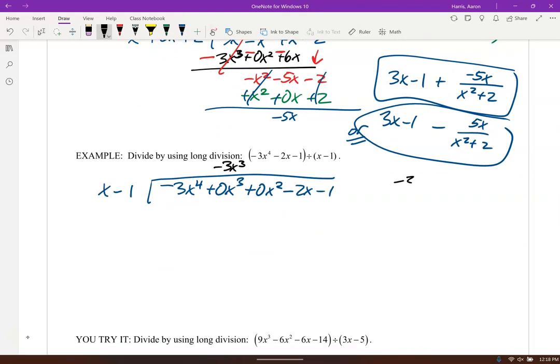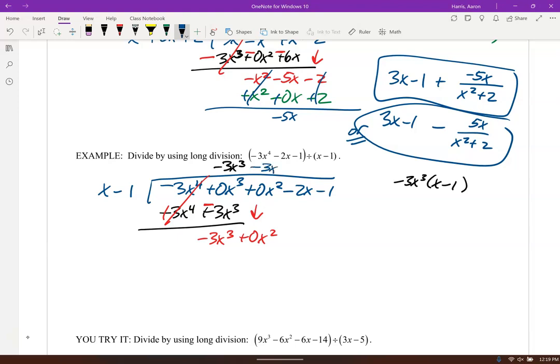Now let's multiply through. So I'm multiplying this times that, right? So negative 3x cubed times x, negative 3x to the 4th, negative 3x cubed times negative 1, positive 3x cubed. Don't forget to change those signs. So that's gone. 0x cubed minus 3x cubed is a negative 3x cubed. Bring down the 0x squared, because we're going to be multiplying through to two things, right? And now I'm matching the negative 3x cubed. So what times x gives me negative 3x cubed? Negative 3x squared.